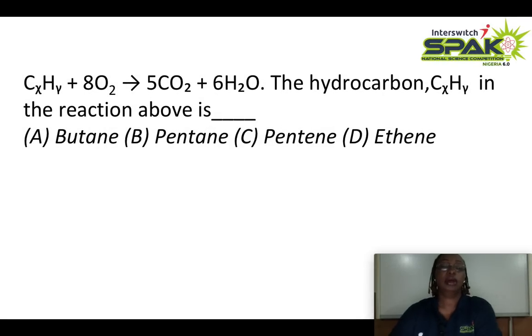Now, complete this. So we have CxHy plus 8 oxygen to give 5 carbon dioxide plus 6 water. The hydrocarbon CxHy in the reaction above is... If you look at the product side, you realize that we have 5 carbons on the product side. So definitely your x will be 5. And if you look at it properly, you also realize the hydrogen is 12. That's 6 times 2. So your y will be 12.